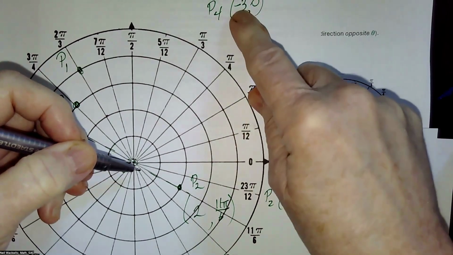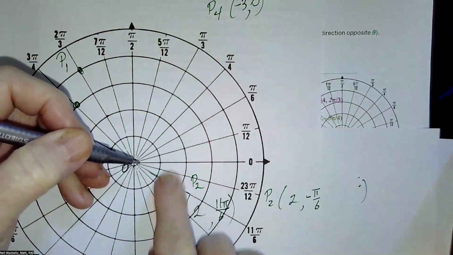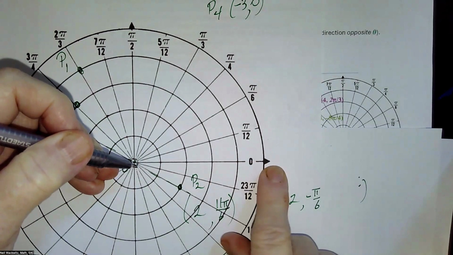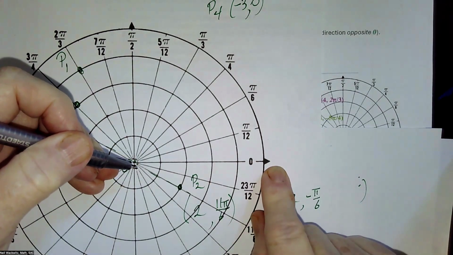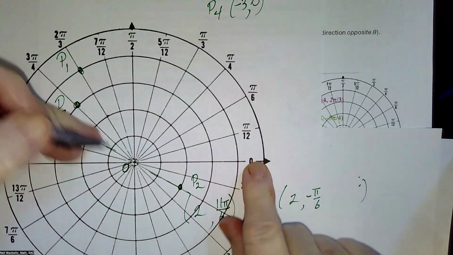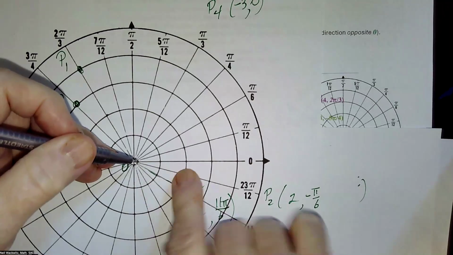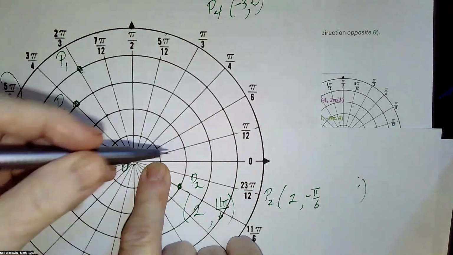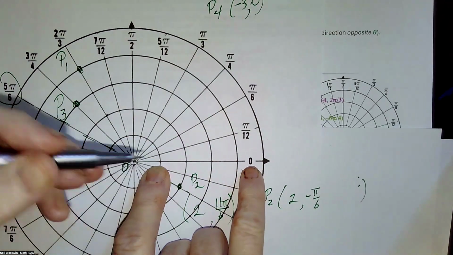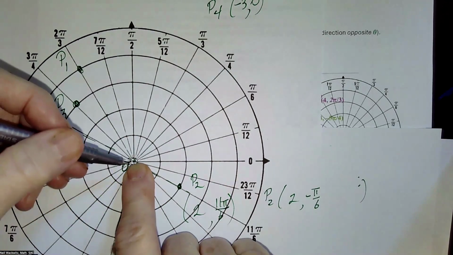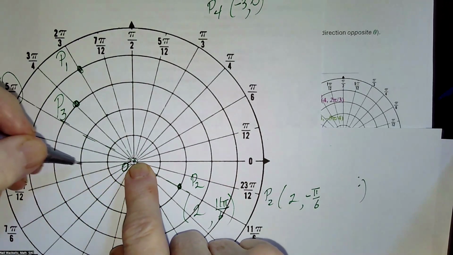R is -3. That means we're going to go opposite the position of the angle, but on this line, and we're going to go 3 units. So instead of going toward the positive polar axis, we're going backward. 1, 2, 3.